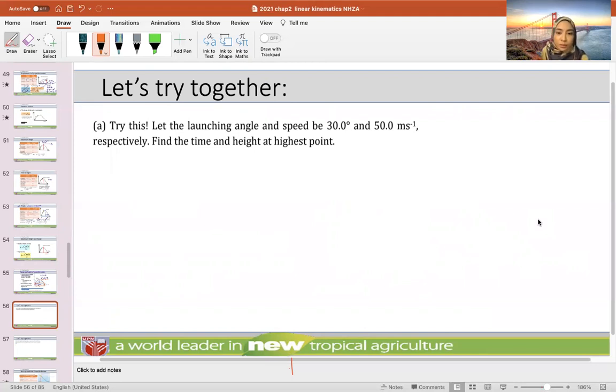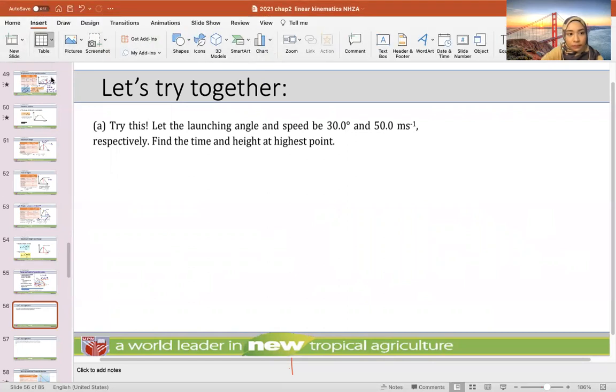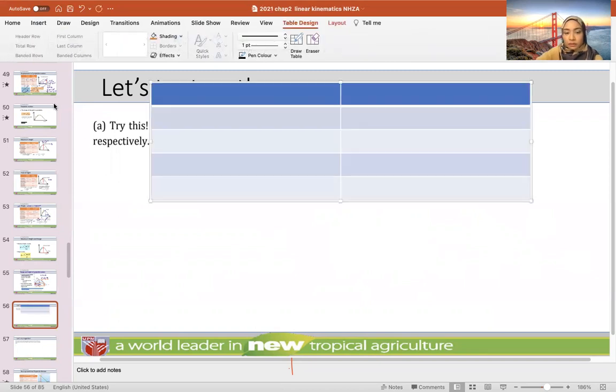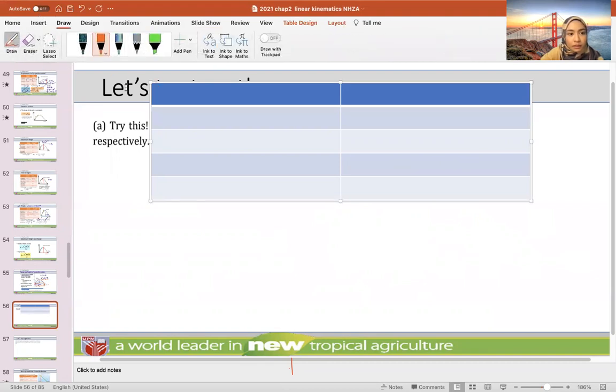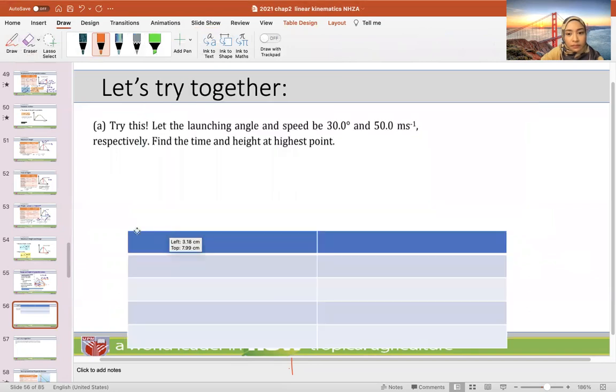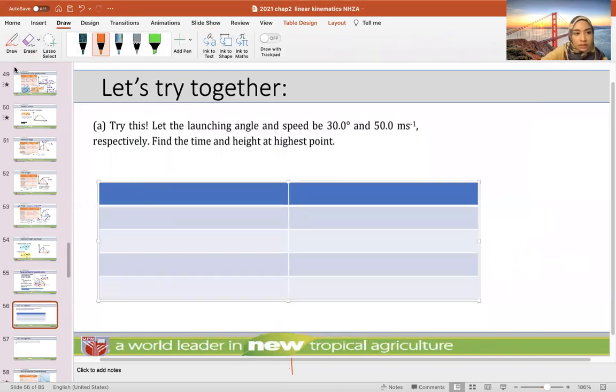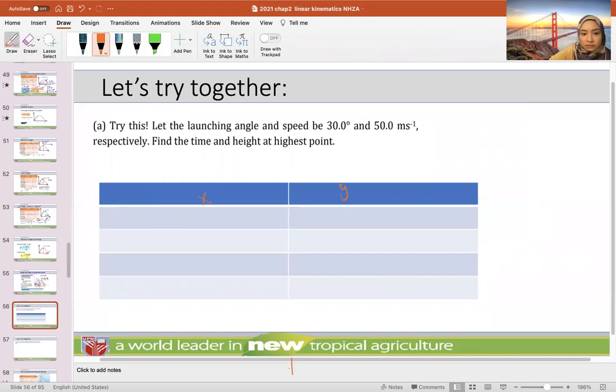Okay, so I want us to try this together. Let the launching angle and speed be 30 degrees and 50 meters per second. What would be my initial x velocity? What should it be? Sorry, it got covered. One moment. So this is x and this is y. What is my ux?